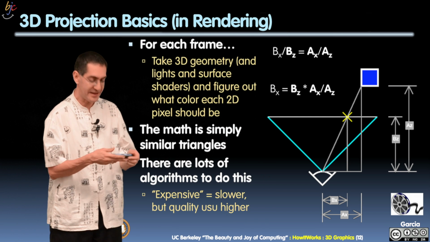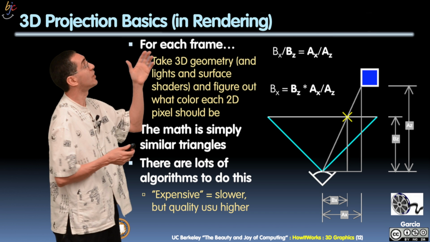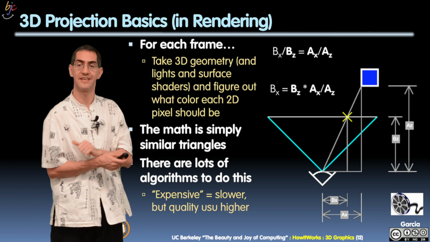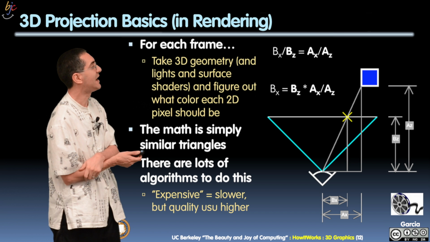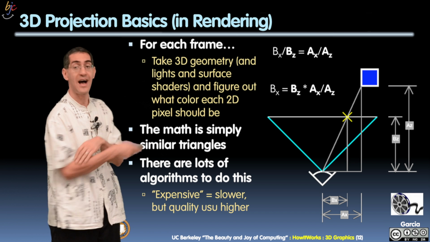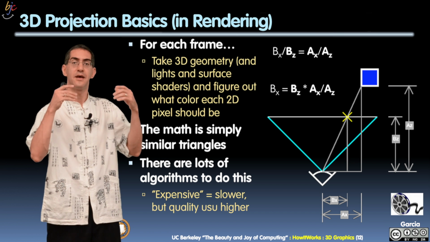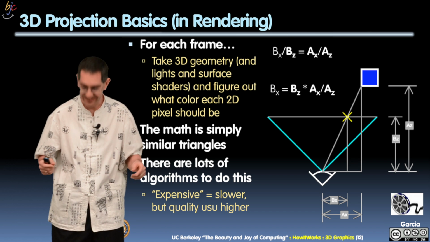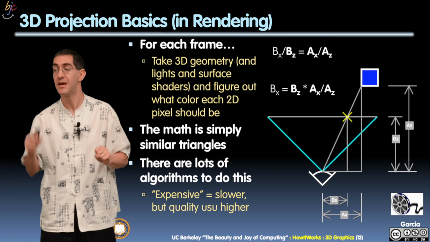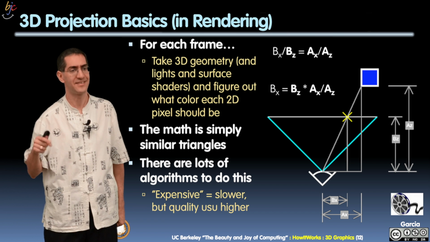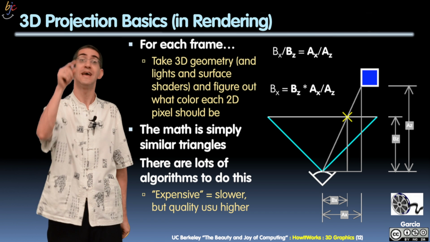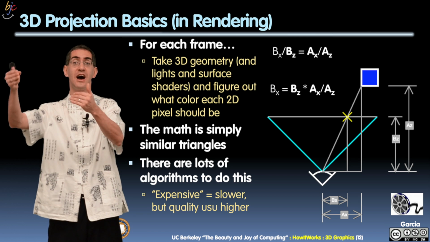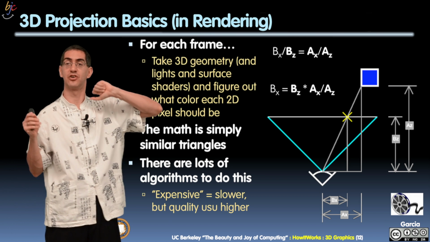All right, so that is projection, and that is the rendering process and how the math of projection actually works. There's lots of algorithms to do this, and what we use as a metric is what we call the cost. If I said, oh, you can't use that algorithm because it's too expensive, does that mean the licensing cost? No, it means how much time it will take to generate the picture.